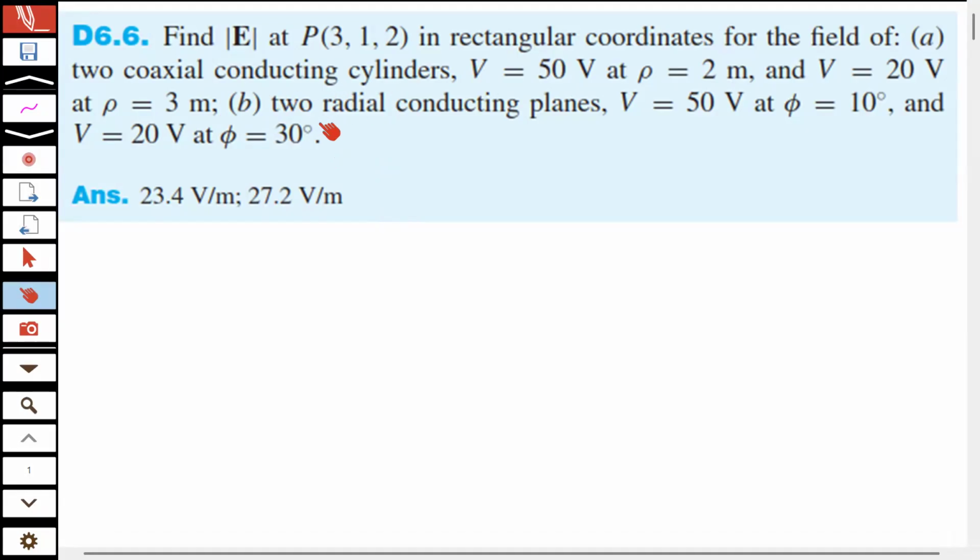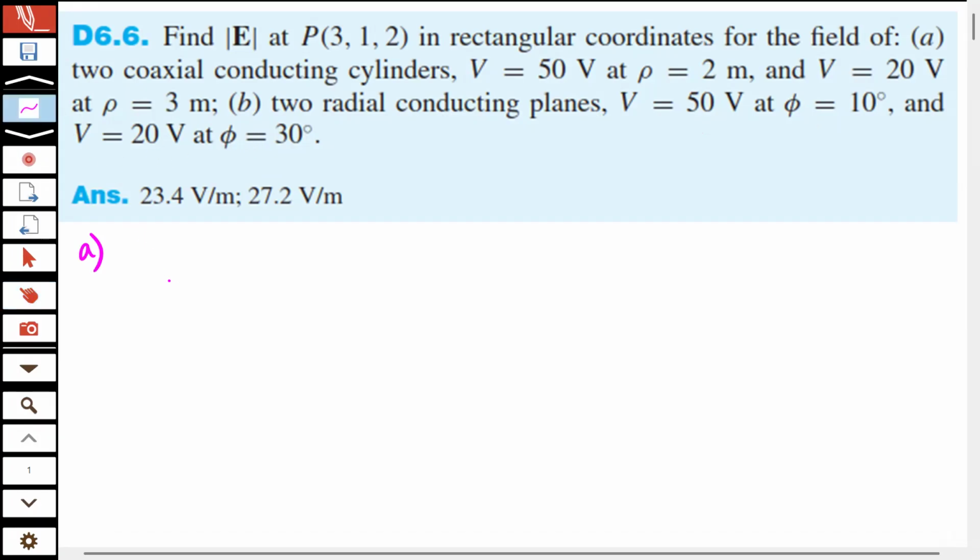And for the second subdivision, two radial conducting planes are given and the corresponding boundary conditions are also given. For the first subdivision, we should consider voltage as a function of variable rho because the boundary conditions are given for the variable rho. So let us do the first subdivision. And for the second subdivision, the voltage between these two boundary conditions is a function of phi. We will do it accordingly. First, let us start with subdivision 1 and complete it, then go for the next subdivision.